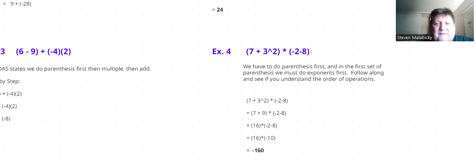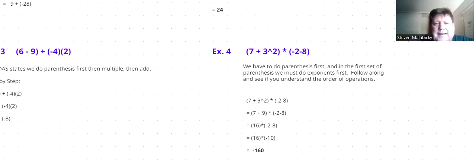And then I still don't have the answer to this parenthesis yet, so I still have to finish the parentheses. So 7 plus 9 is 16. Drop down the times, and then parentheses -2 minus 8. Now, before I multiply, I got to finish up this parenthesis. So hopefully you know that -2 minus 8 is -10.